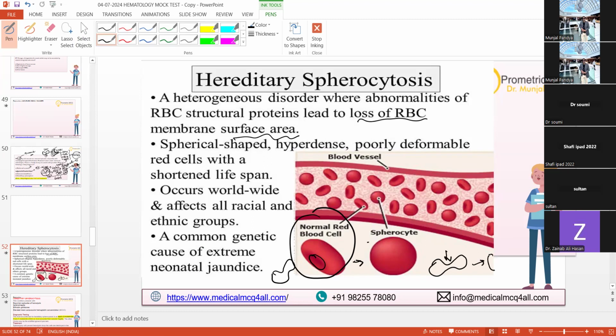Instead of this, it becomes this. Again, the same problem as in sickle cell. Neither the sickle nor this spherical cell will pass smoothly or easily through the blood vessel, especially the smaller blood vessels, right? So in the blood vessel it does not get passed properly, it obstructs, it ruptures, and that is why they develop hemolytic anemia.